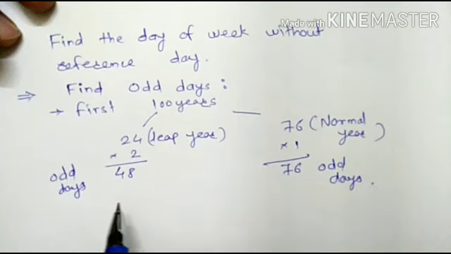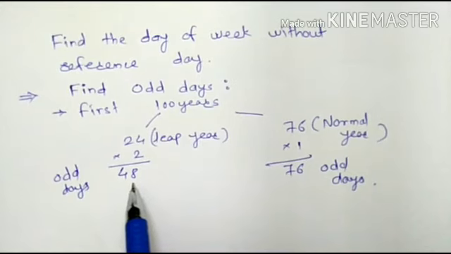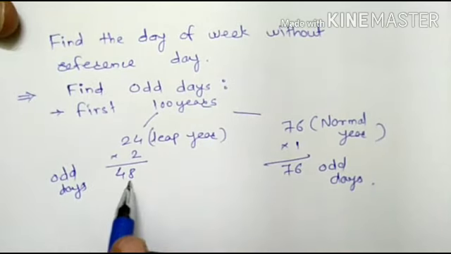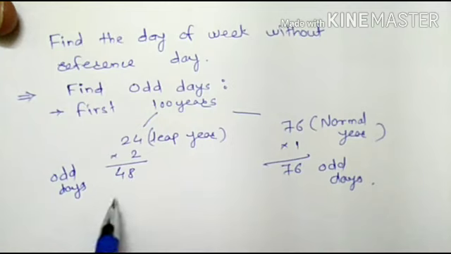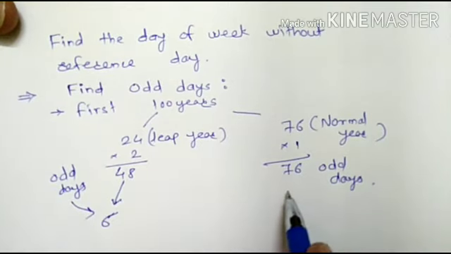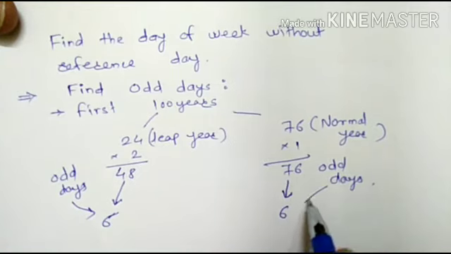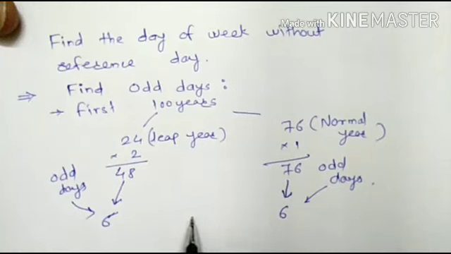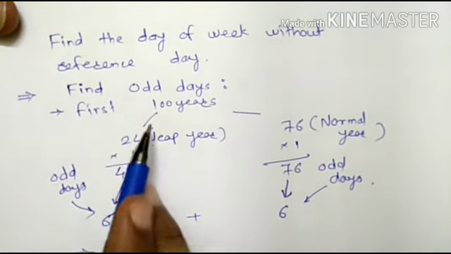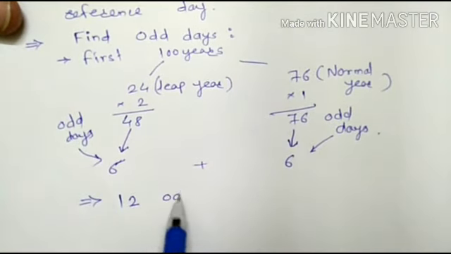From here we get the total number of odd days: 48 plus 76. But as odd days must be between 0 and 6, we divide by 7. Dividing 48 by 7 gives remainder 6, so 48 odd days is converted into 6 odd days. Dividing 76 by 7 also gives remainder 6, so 76 odd days is converted into 6 odd days. So 6 plus 6, in the first 100 years there are 12 odd days.